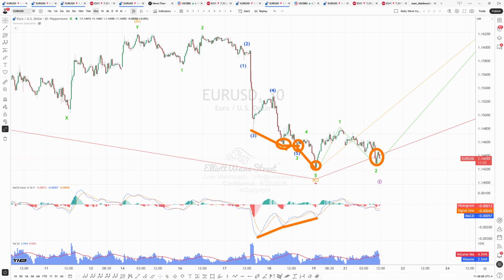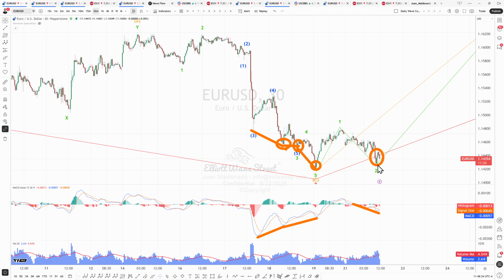But have a look how the MACD moves during the second wave. The distance between the zero line and the current MACD is minimal. So that means that the supply is exhausted. And the big institutions, they are absorbing this liquidity.